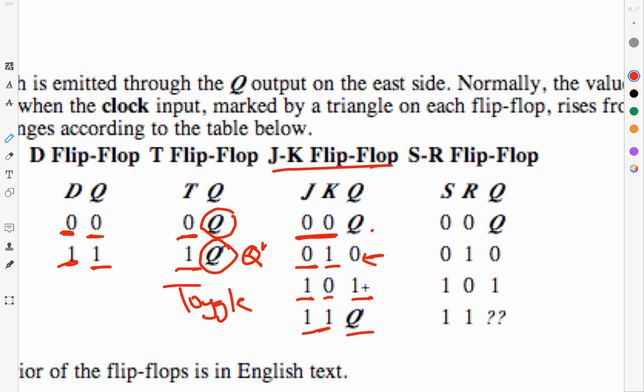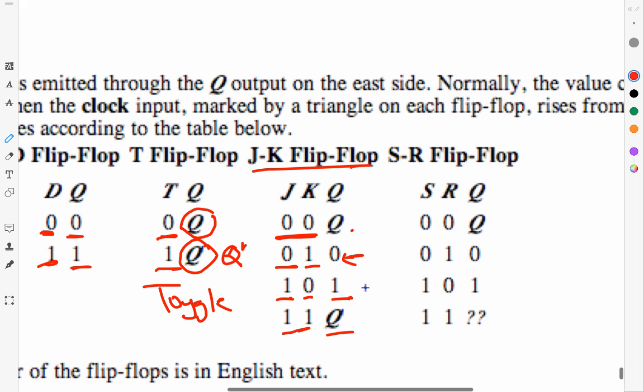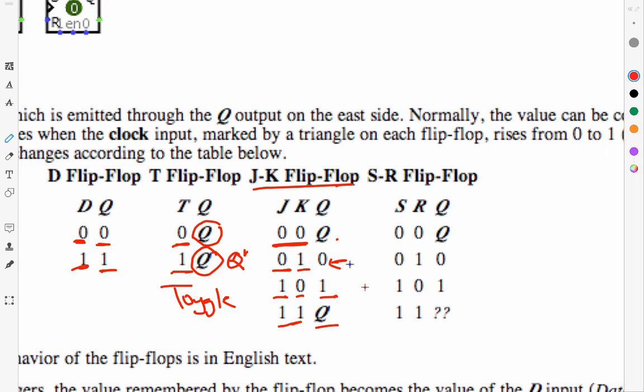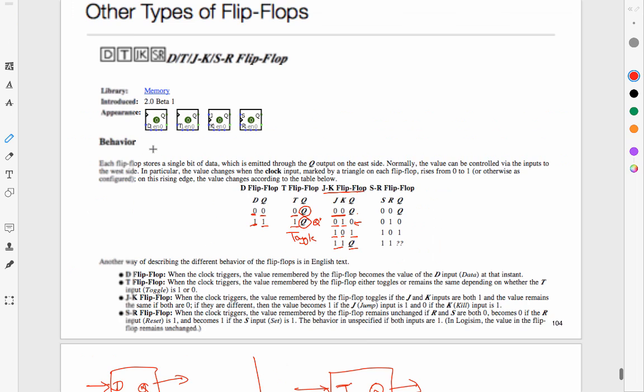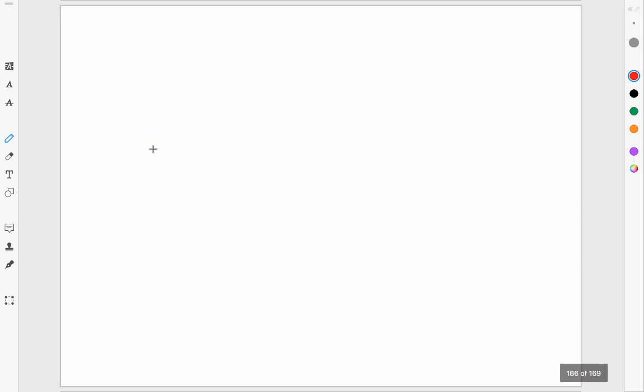Okay, so again, let's look. I'm just going to write it here: J, K, Q, and Q next.